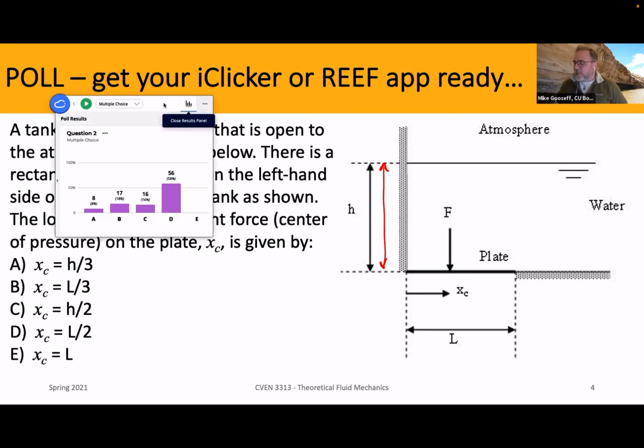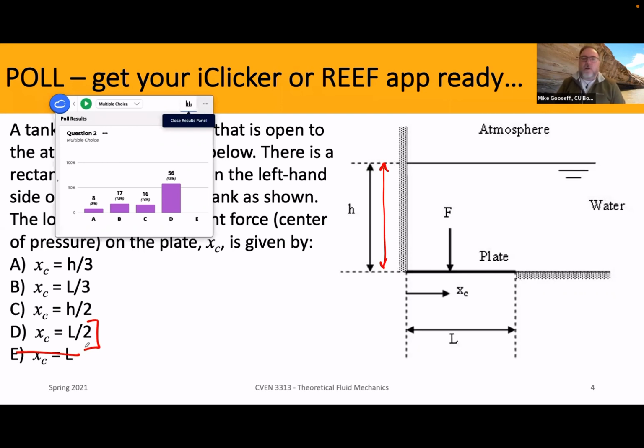Let's take a look. All right, so the answers, so nobody liked E. That's good. We don't like E. D was the most voted. C, B, and A all had 8 to 17 votes. All right, so let's take a look at what's valid here.